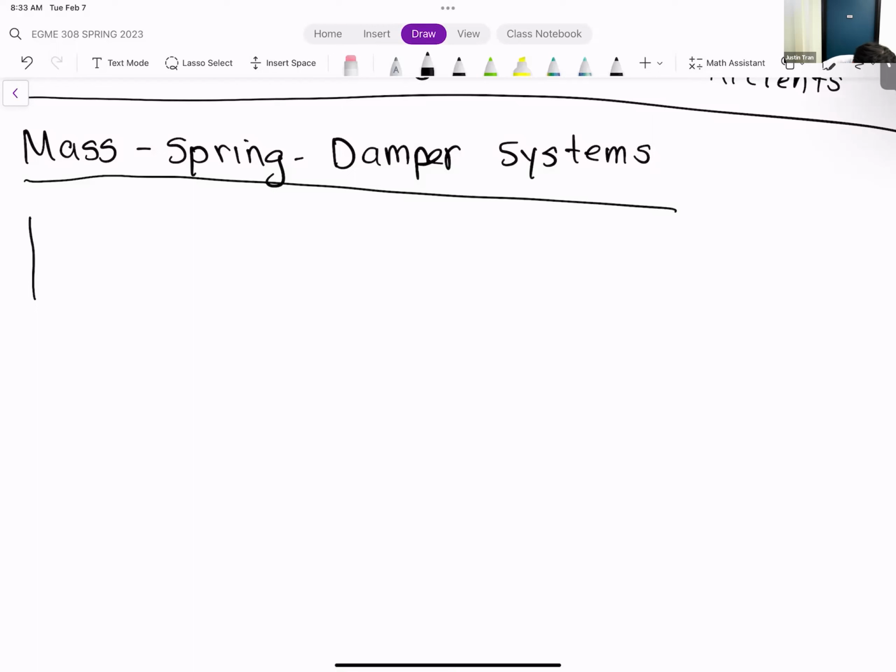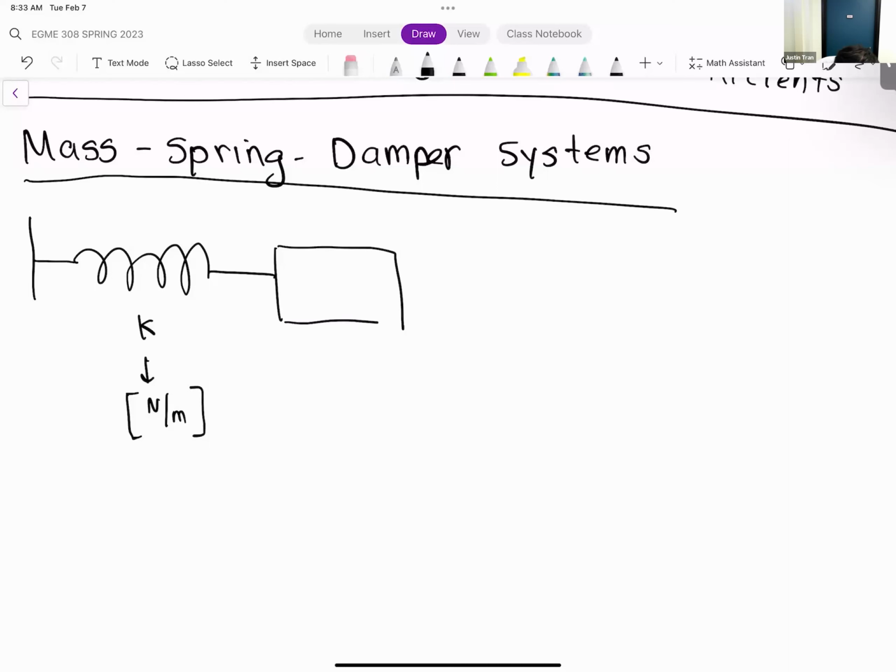And so we have a spring. The spring has a spring constant K. Remember, the typical SI units for the spring constant K are Newtons per meter. So basically, the spring constant tells you how much force the spring is going to exert, depending on how much you stretch it or compress it. We have a mass, M. We all know the SI units for mass, a kilogram.